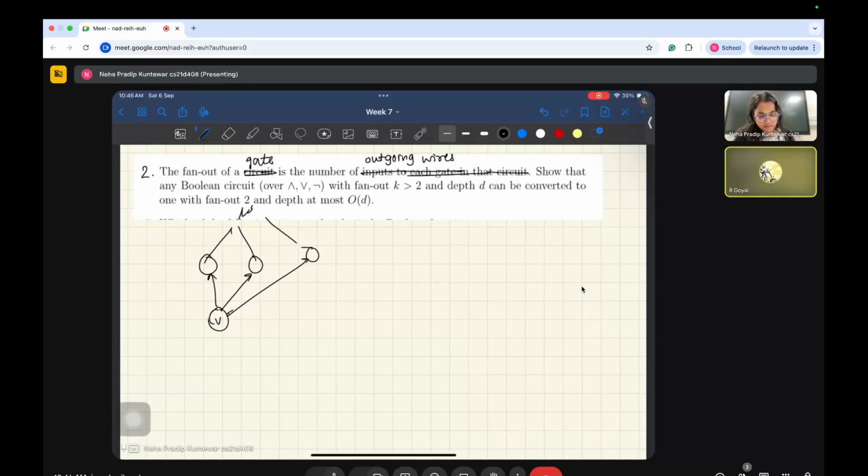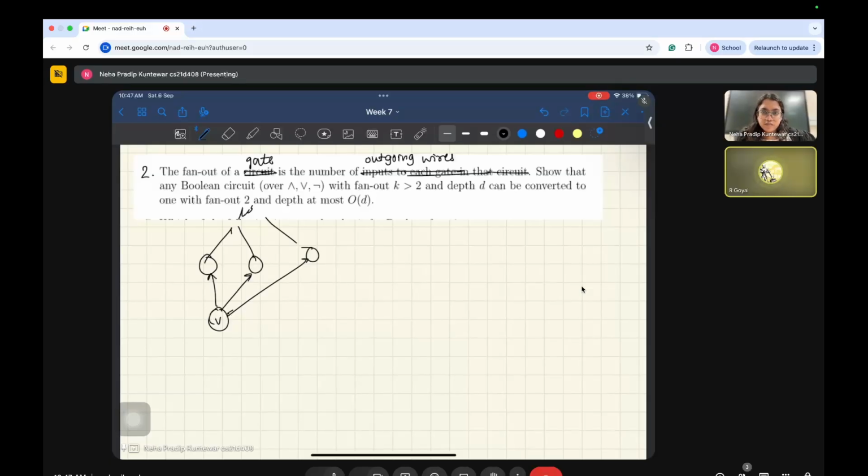So there is a little confusion here. Any Boolean circuit with fan out greater than two, so what's the meaning of the fan out of the entire circuit? Every gate has a fan out bounded by K. Oh yes. So then any Boolean circuit with fan out bounded by K and depth D can be converted into a fan out two circuit.